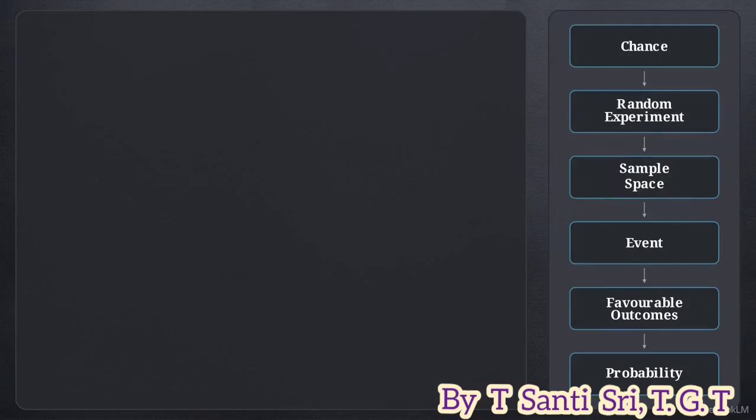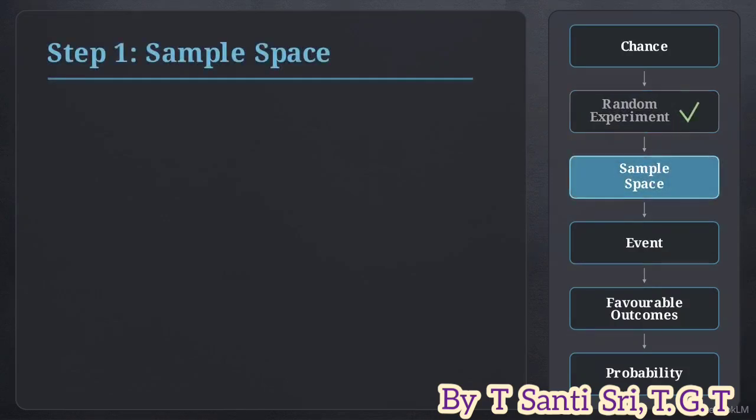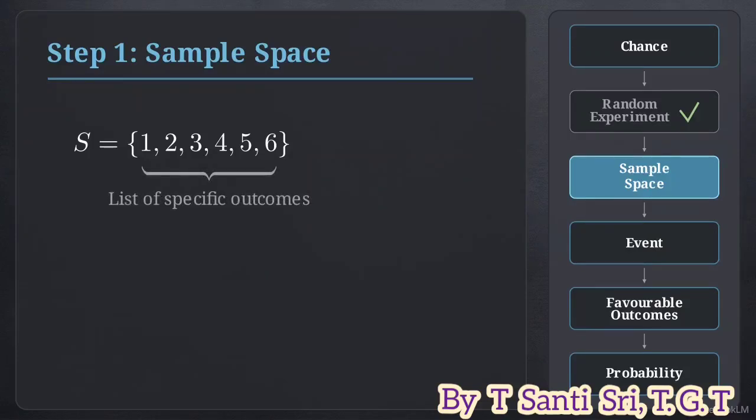Following the flowchart on the right, our first step is to define the sample space. The sample space is the set of all possible outcomes. For a standard die, that set includes the numbers 1 through 6. It is important to use curly brackets here. We need to distinguish the list of specific outcomes from the total number of outcomes.